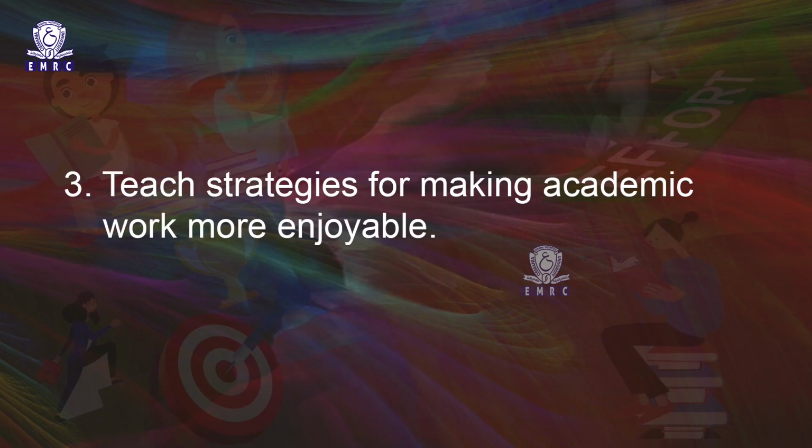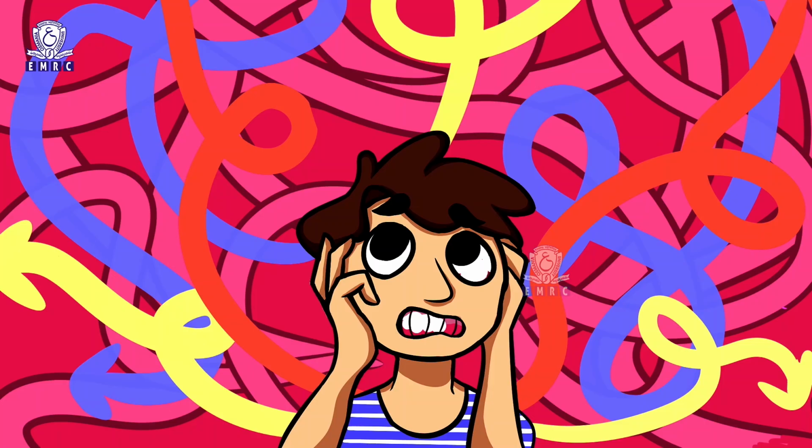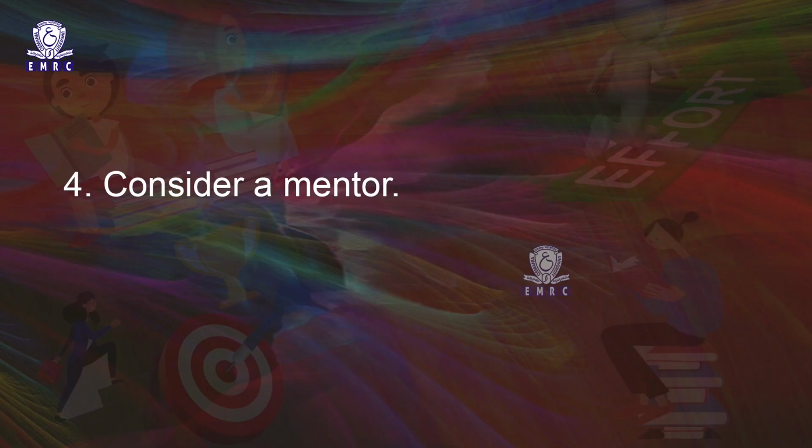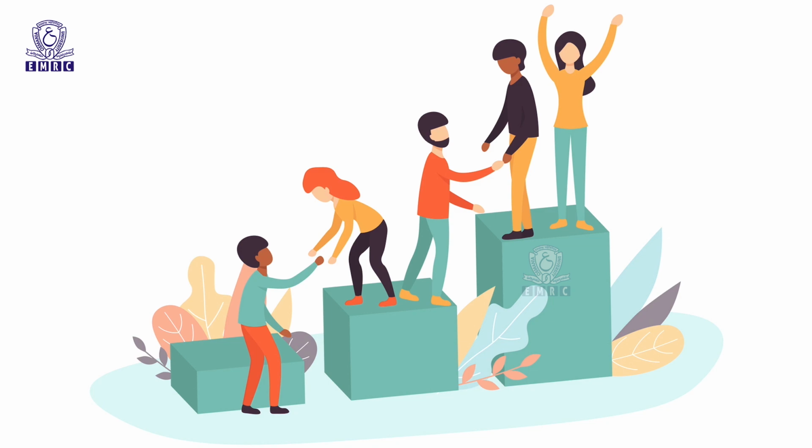Teach strategies for making academic work more enjoyable. Help the students understand that they are causing their own problems and there are ways to help them take pride in their work, and how best the work can be done by them. Then consider a mentor. Find out who can be a mentor in the community where the child is living, or any older student in whom the child believes.